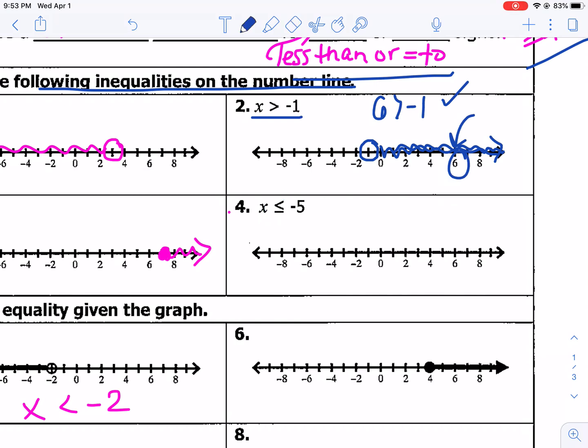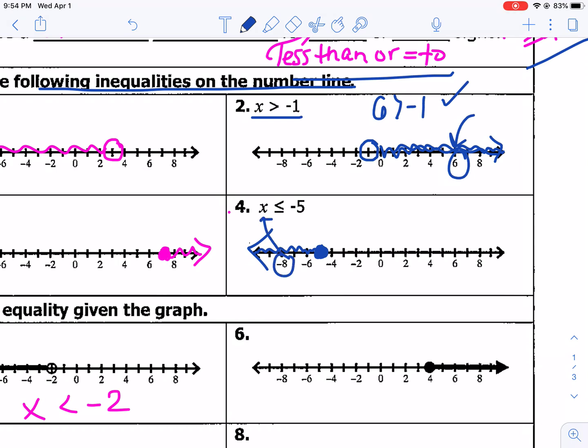Looking down at number 4, I would read that as x is less than or equal to -5. So I have the less than or equal to symbol, so it's going to be a closed circle where? At -5. So where are the numbers that are less than -5? Down here.